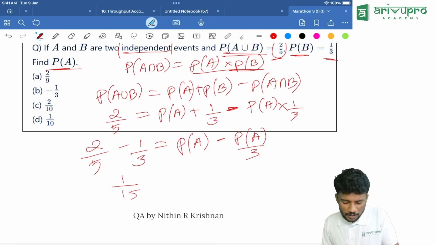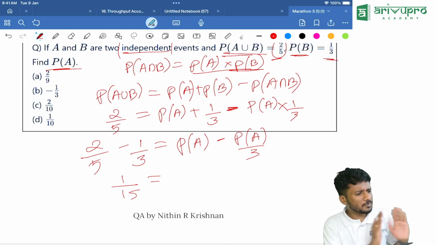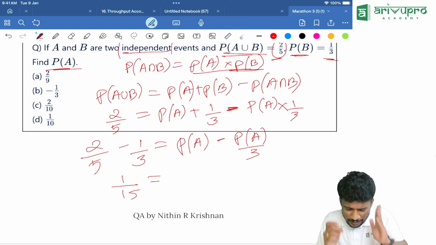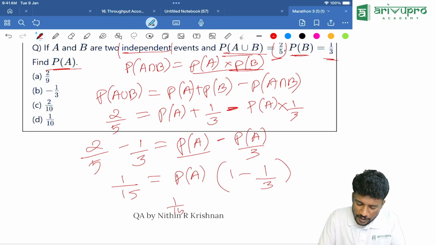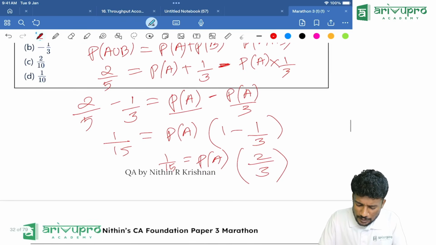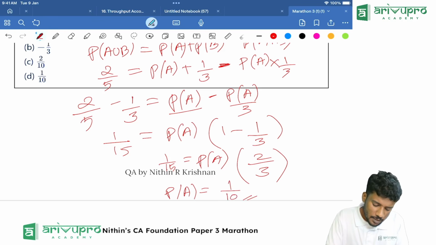LCM is 15, so it will be 1 by 15. If you are using just decimal values, write decimal value only. 1 by 15 is how much? About 0.066 is what you will get. If you want to write that, that is also fine. Now, what is common in both of these terms? P of A is common. What is remaining? 1 minus 1 by 3. Now, 1 by 15 is equal to P of A into 1 minus 1 by 3, which is 2 by 3. Now you will get the value of P of A. Cancel things, and you will get P of A is equal to 1 by 10, option D.